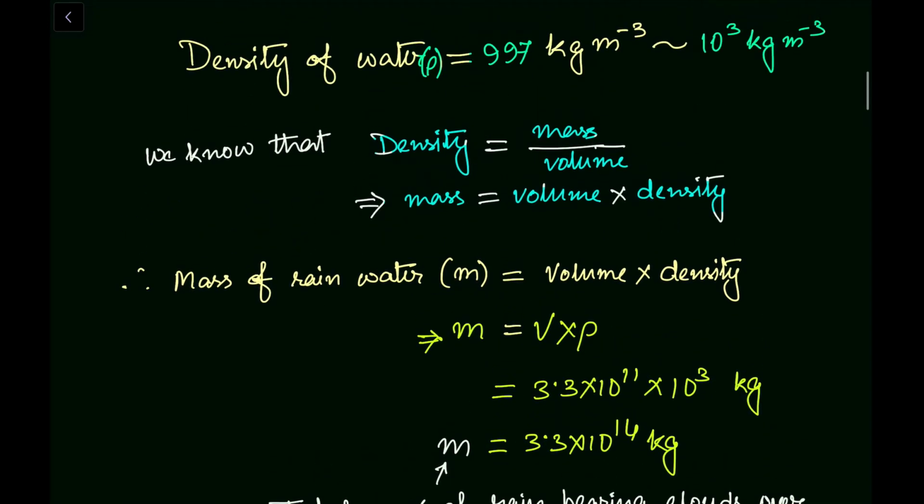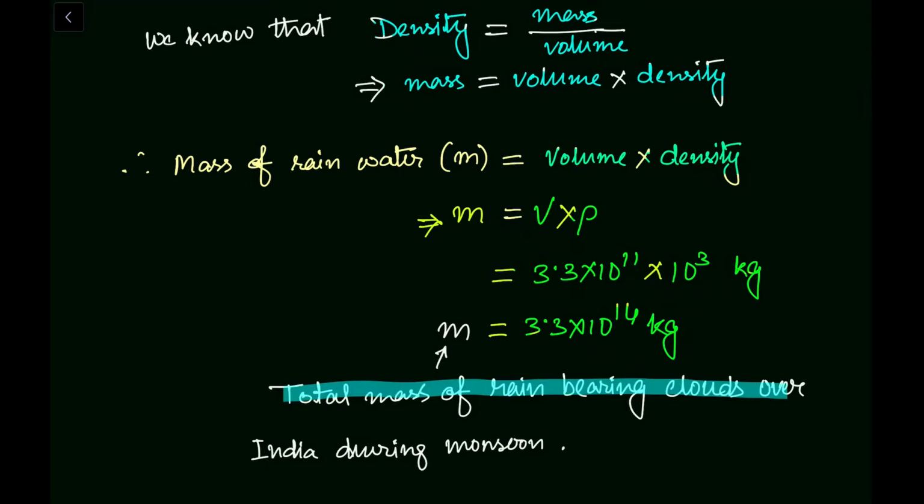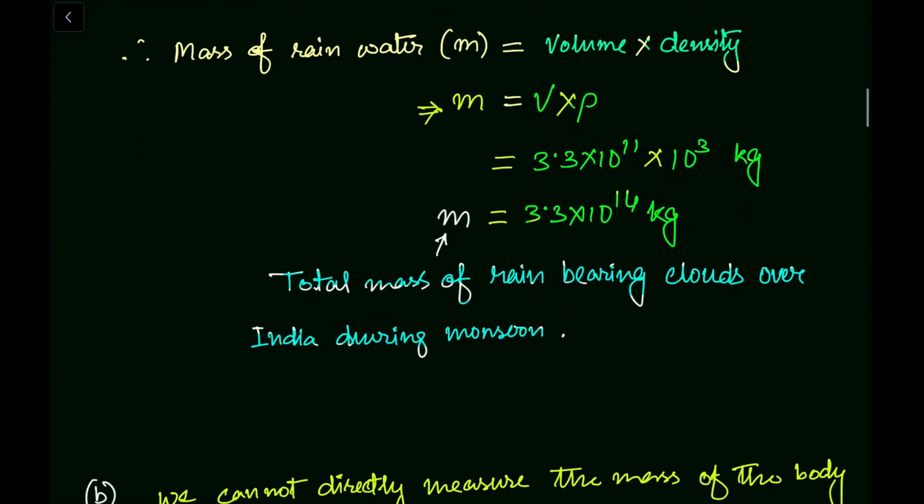Now the mass of the rainwater, we can multiply volume with density. So capital V into rho, density is rho. This value is the volume, and this 10 cube is the density of the rainwater. So the mass will be in the kg unit, and here we have got the mass as 3.3 into 10 to the power 14 kg. So this is the total mass of the rain bearing cloud over India during the monsoon. This is the first part solution.